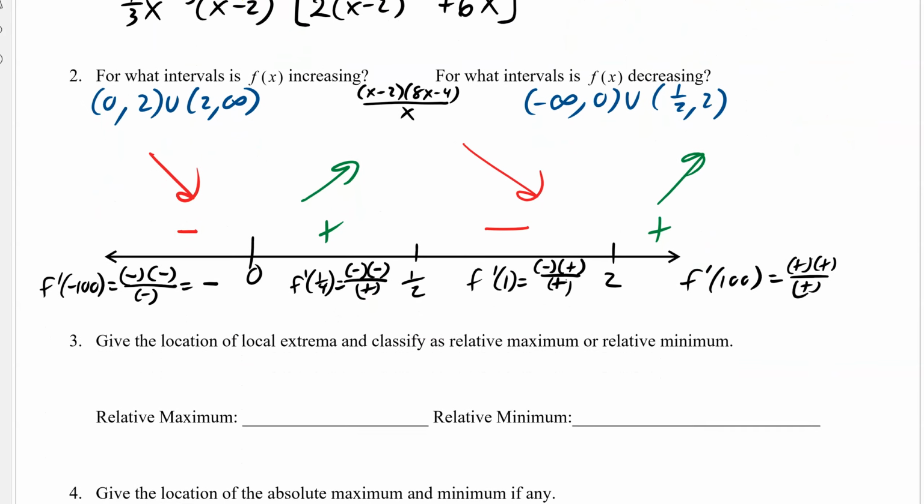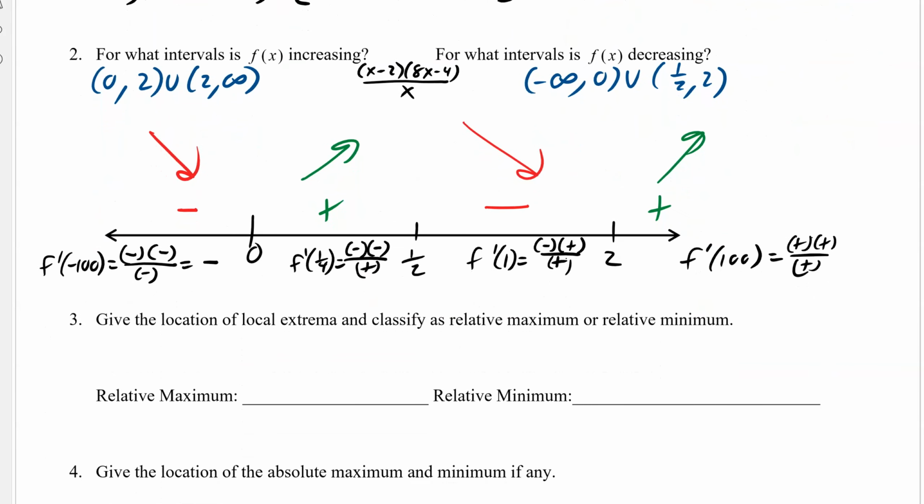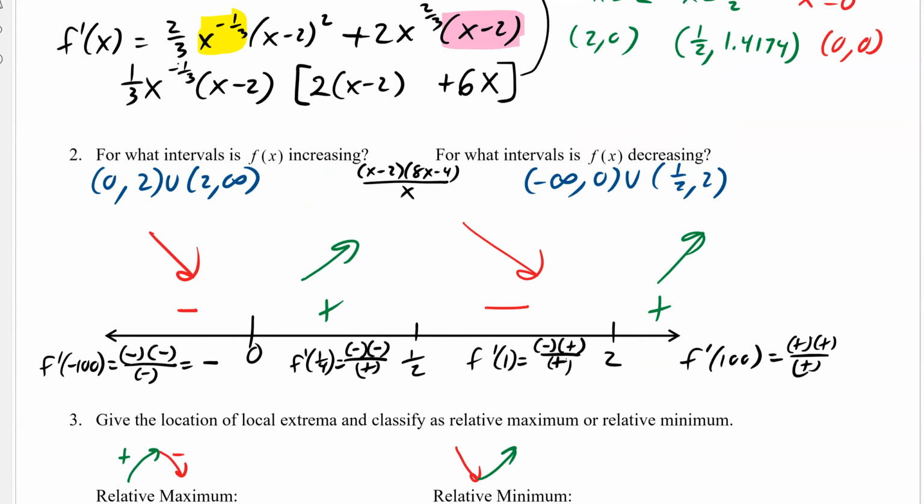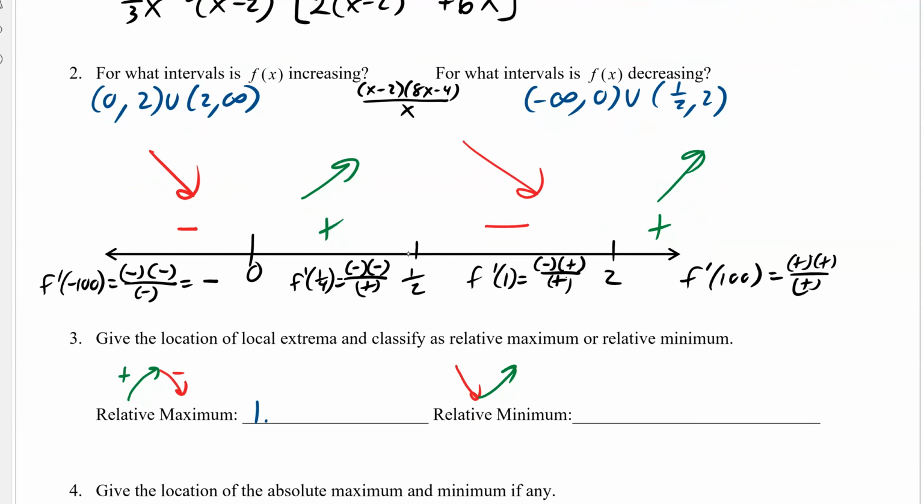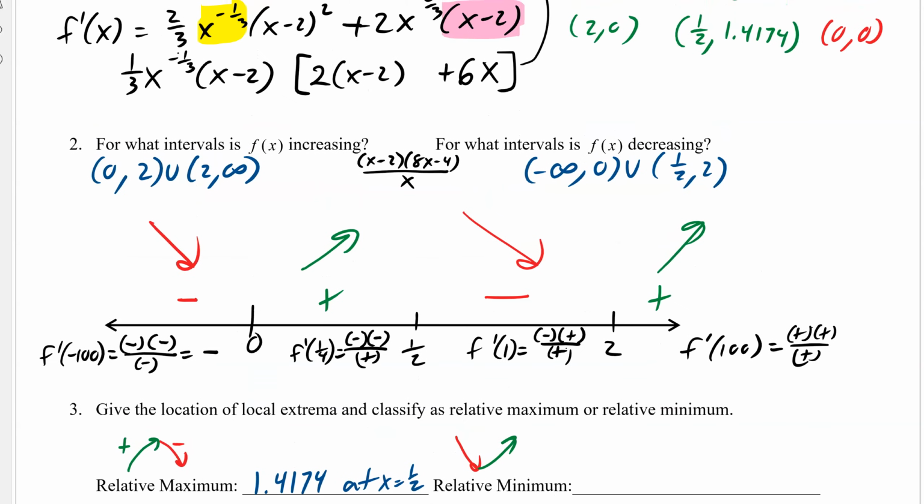Now, maxes and mins. So if you remember a maximum, we need to have increase, decrease, right? And for a minimum, it needs to be decrease, increase. So if we're doing maximum, we're looking for that positive to negative. So let's look for that. And that would be here, positive to negative. So it's at the half. And what was the y value for the half? 1.4174. So 1.4174 at x equals a half. That's our max.